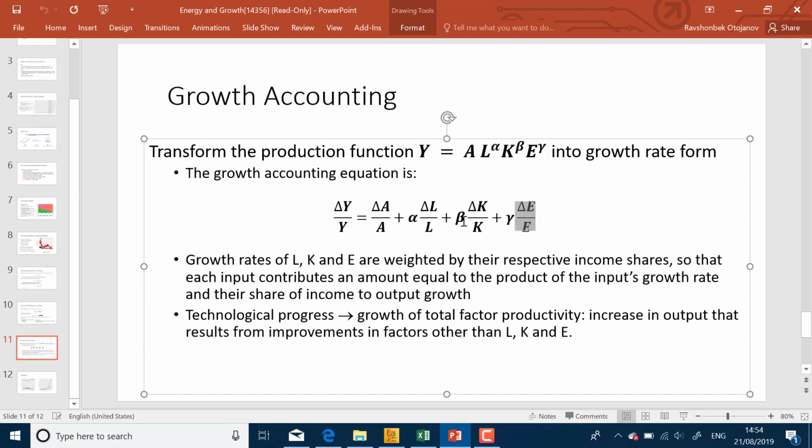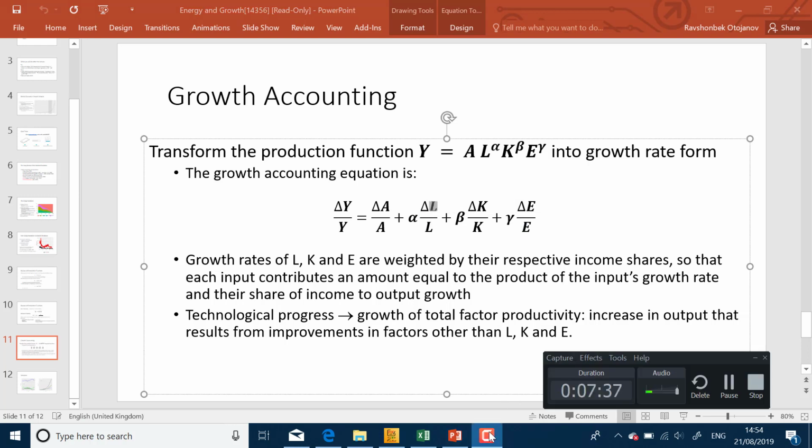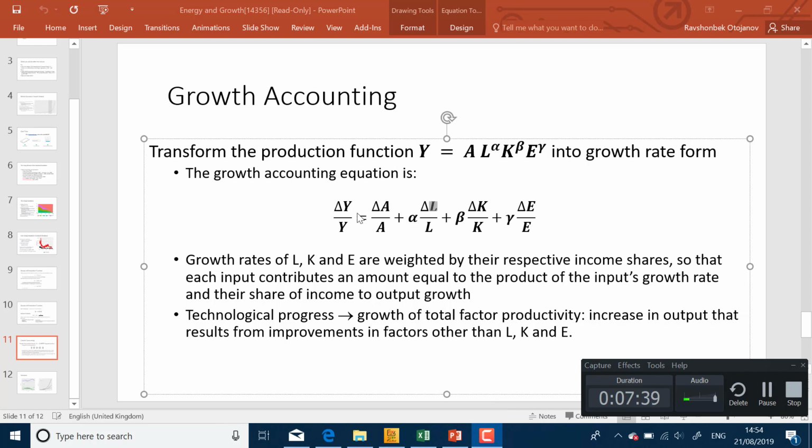Now we will use this formula to estimate the growth importance of each of these factors of production in the growth of output.